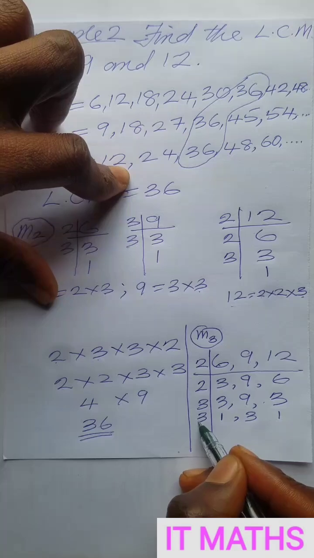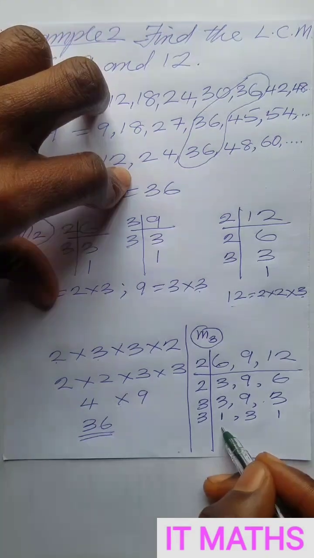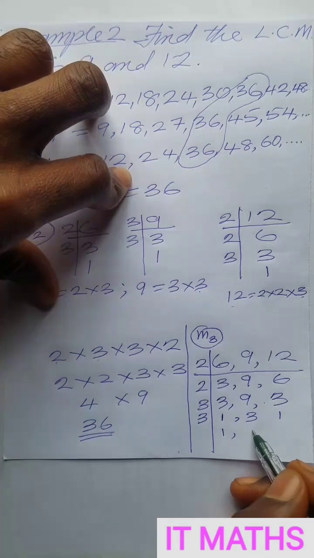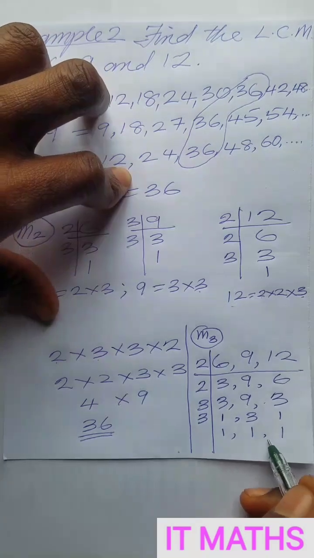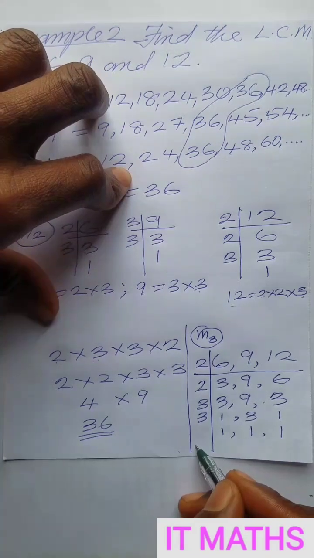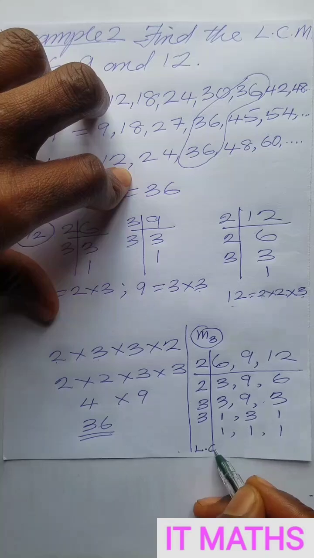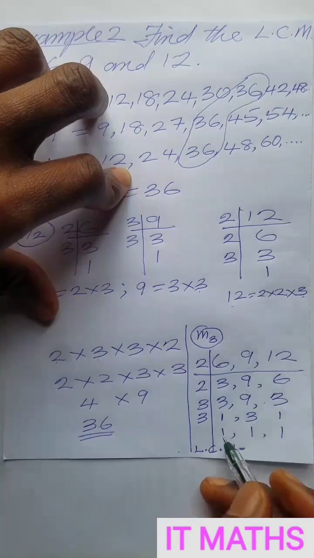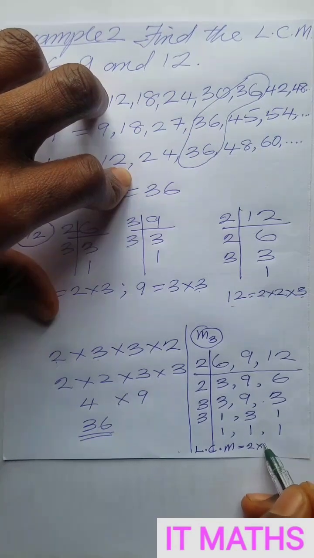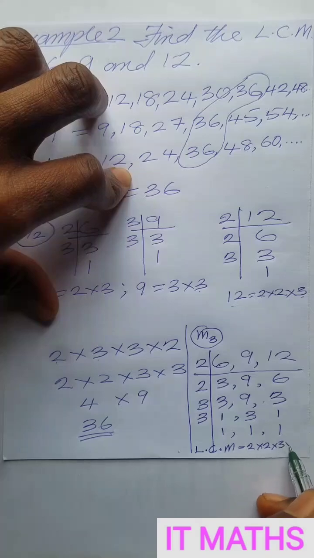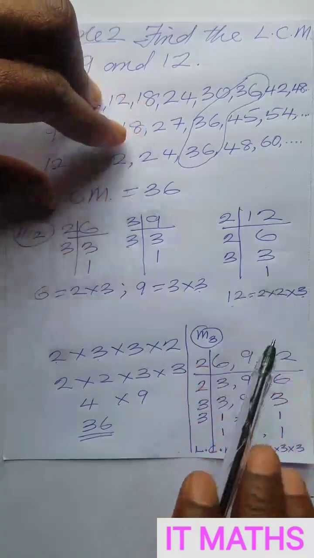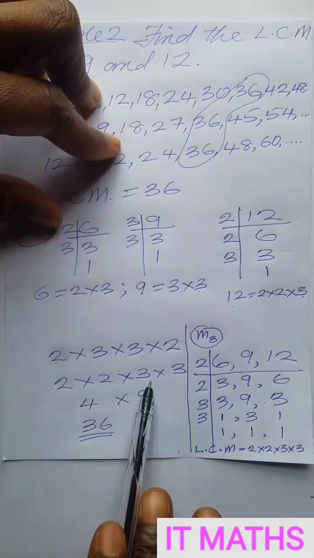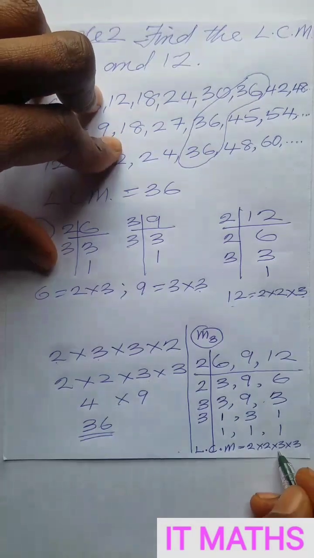I still have to go again because of this 3. 3 goes into 3, 1. I was done with that. So what is our lowest common multiple? 2 times 2 times 3 times 3, which is the same thing we had here. 2 times 2 times 3 times 3, which is what? 36.